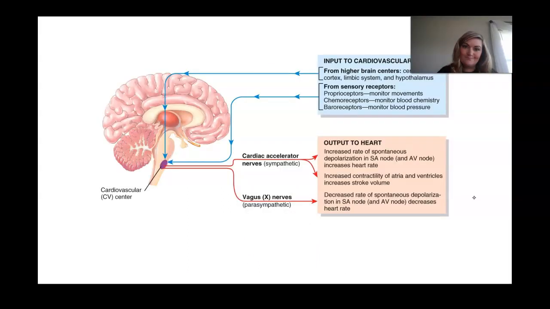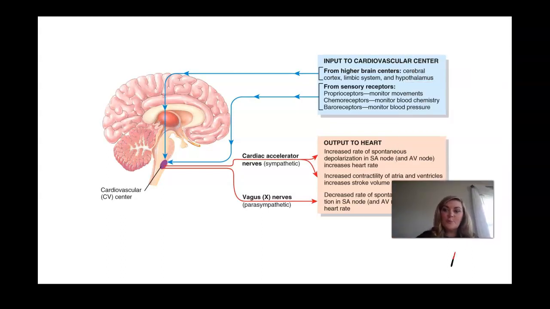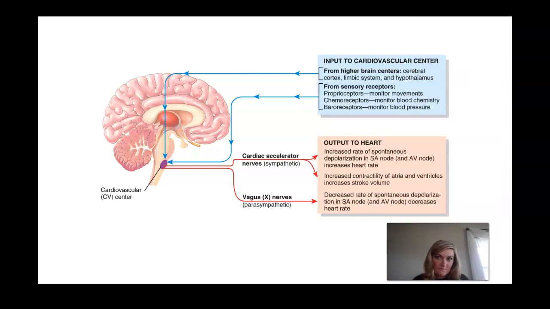All right. So when the brain is processing what's going on, input to the cardiovascular center, it's going to take in information to the higher brain centers. That's going to be the cerebral cortex, the limbic system, and the hypothalamus. If it's bringing it in from the sensory receptors, you have what's called proprioceptors, which monitor movements. You have chemoreceptors, which monitor the blood chemistry. And you have baroreceptors, which are going to monitor blood pressure.